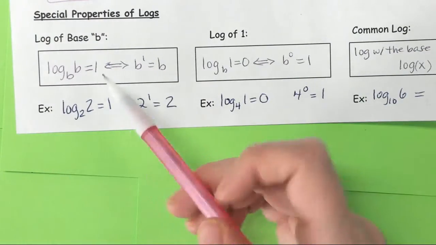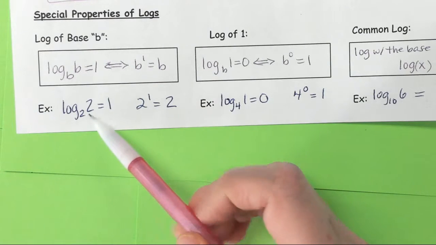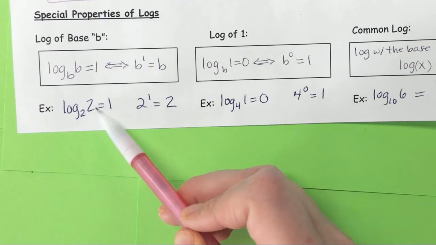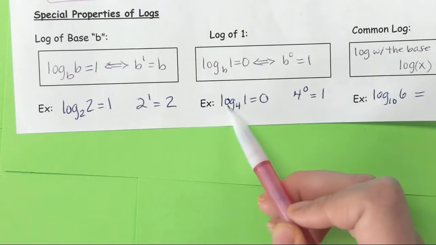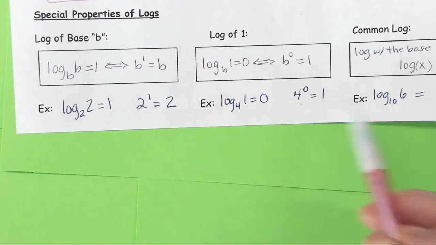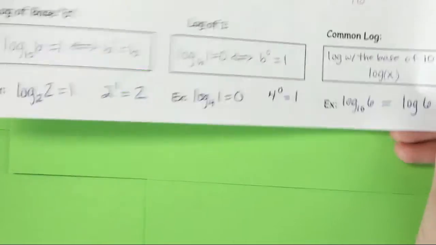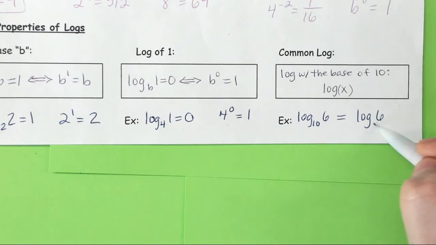So instead of thinking of it as b's, we're going to think of it as 2. So log base 2 of 2 is 1. Yep, 2 to the first equals 2. Log base 4 of 1 equals 0. Yep, 4 to the 0 equals 1. And then log base 10 of 6 is going to equal the same thing as the log of 6.